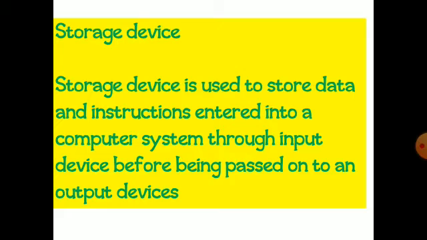Children, you have already learned about input units and output units. What are the input units? Keyboard, mouse, scanner. What are the output units? Monitor, printer, speakers. Through input units only we can send information to the computer. After processing, the information will be sent to the output units.